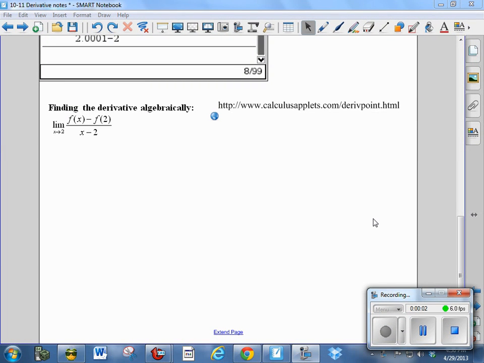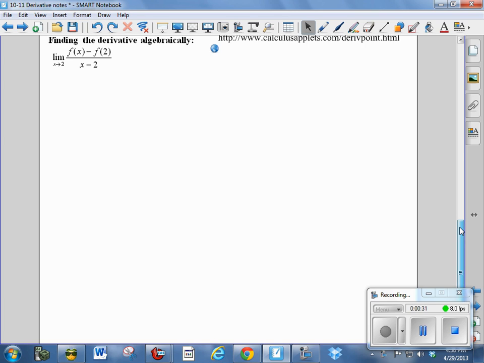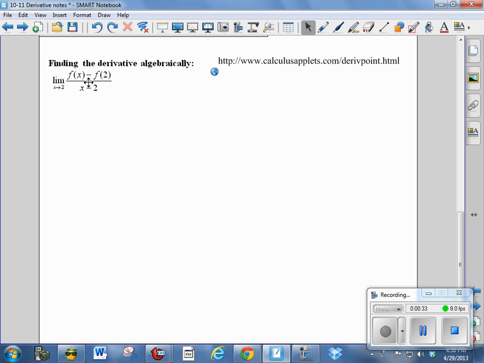In part one, we talked about how to find the derivative by estimating the slope of a tangent line on a graph. Then we talked about how to find the derivative numerically by picking a point really close to the point of tangency and finding the slope of that line, as the x value got closer and closer to 2 in this example. So we've actually been looking at this slope. This is f of x minus f of 2 over x minus 2.